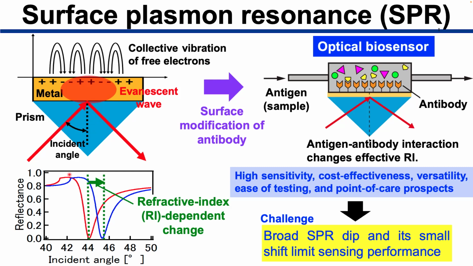So when a reflected light is measured with respect to the incident angle, the reflected light is sharply decreased at this resonance angle right here. So this is SPR dip. SPR dip shift depends on the sample area via the electric field induced by the surface plasmon. So it enables the sensitive measurement of sample area.